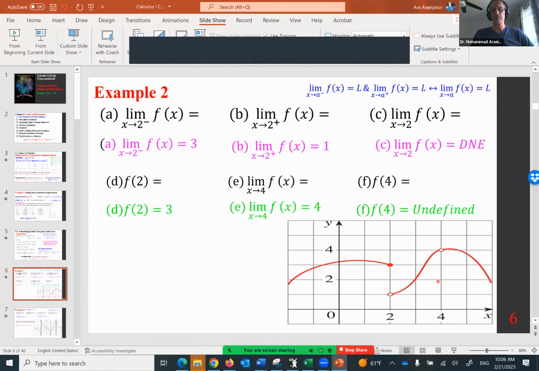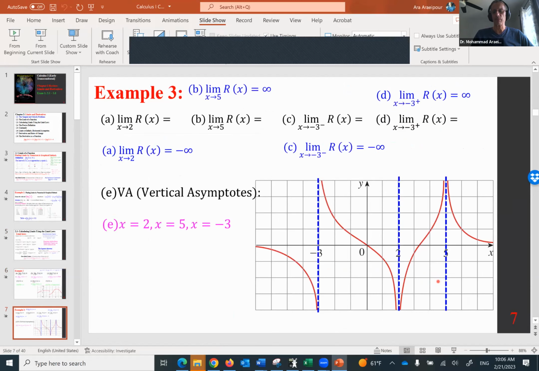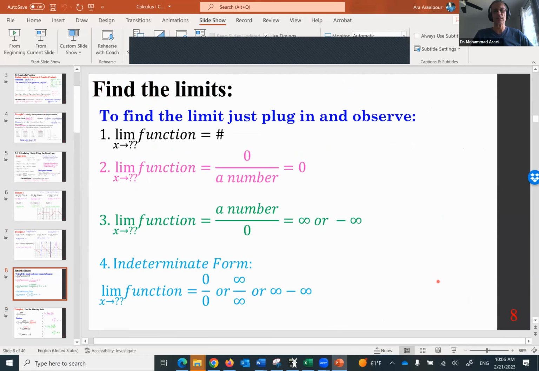Looking at the limits, one-sided limits, whether the function has a limit or not at a specific point. Limits at infinity result in VA, vertical asymptotes. And the best course of action is to plug in and observe when you want to evaluate a limit. If it gives you a number, you're done. If it's 0 over a number, it's 0, it's done. If it's a number over 0, just make sure you understand the difference between infinity and negative infinity.